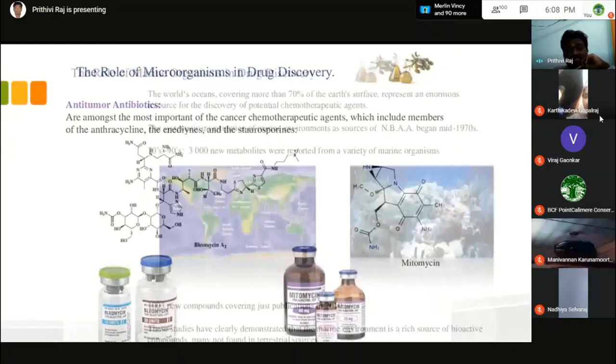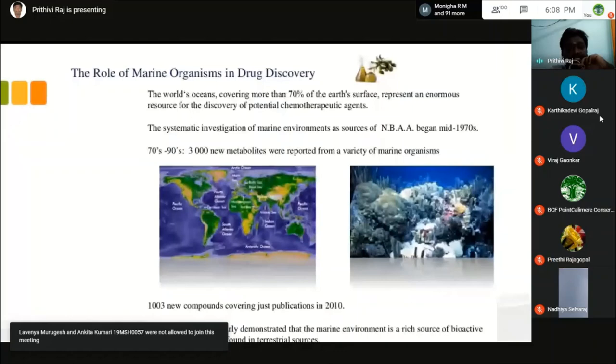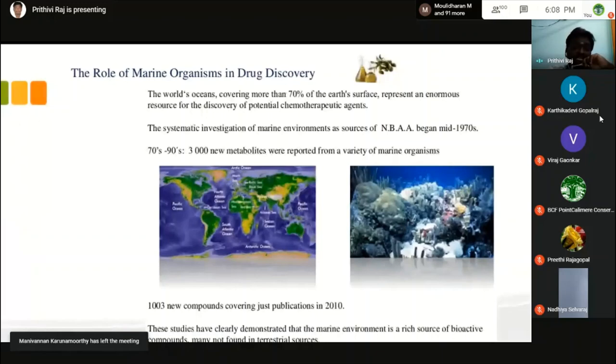The oceans cover nearly 70% of the earth's surface. And from the oceans, nearly 3,000 new metabolites are there from the microorganisms. Nearly 1,003 new compounds were obtained, identified and published in 2010. Now it has increased to 3,000 new compounds in 2018. But 2020 is not updated yet. Soon it will be updated, at the end of the year.